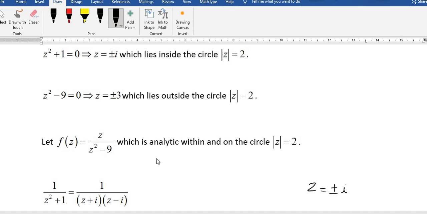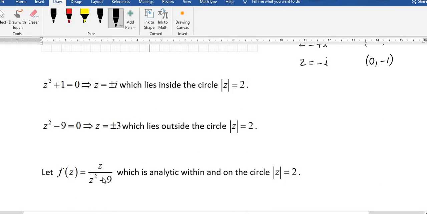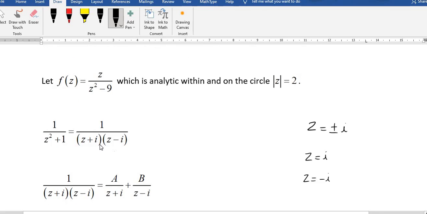Observe, inside mod z equal to 2 means these points. If you substitute any one of these points here, then we are not going to get infinity. That's why this f of z is analytic within and on the circle mod z equal to 2. Now I am using partial fractions.